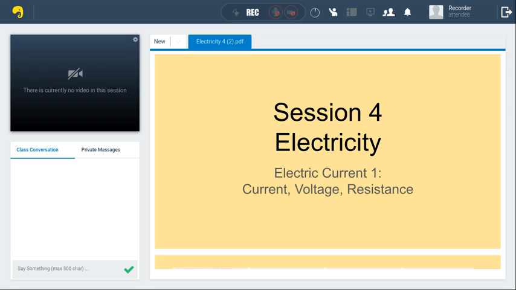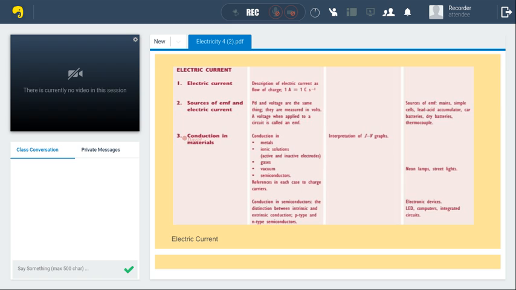All right, this is electricity, session 4, and we are looking at current, voltage, resistance. So what are we looking at here? Well, here's what our curriculum guidelines tell us. We need to know about electric current. We need to know what it is. We need to be able to describe it in its basic form. We have loads of values here, and loads of units, loads to make sure that we're feeling good on.